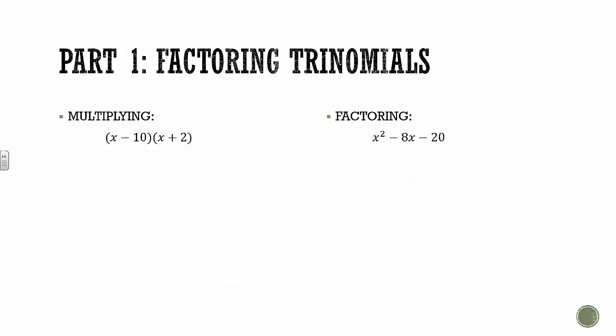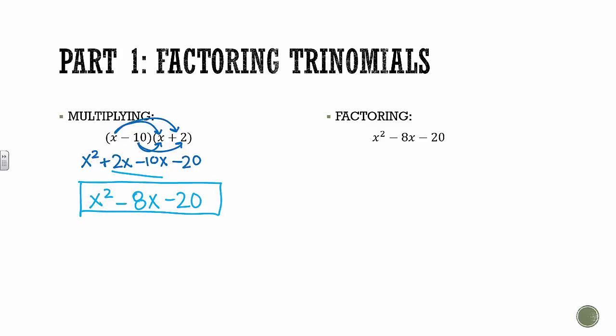We already know how to do what's on the left side of your page, but we don't know how to do what's on the right side. So let's do what's on the left side and see what we notice. I have two binomials multiplied together, so I need to double distribute. x times x gives me x squared. x times 2 gives me 2x. Negative 10 times x gives me negative 10x. And then negative 10 times 2 gives me negative 20. Then I have some like terms that I can combine, so I end up with x squared minus 8x minus 20.